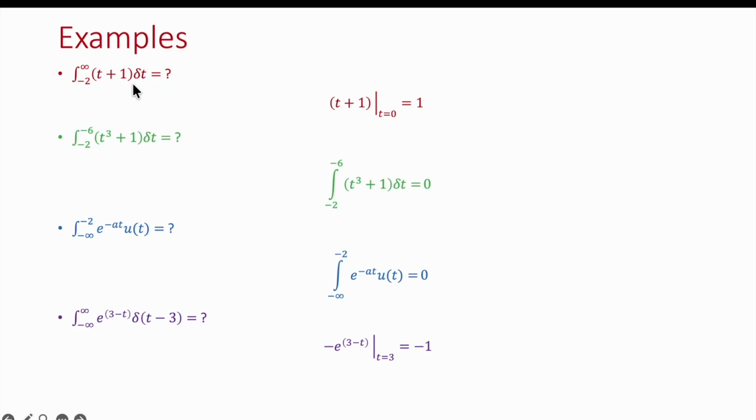So 0 multiplied by anything, the answer is 0. So t plus 1 is only available when t is equal to 0. So if you insert t equal to 0, the answer is 1.